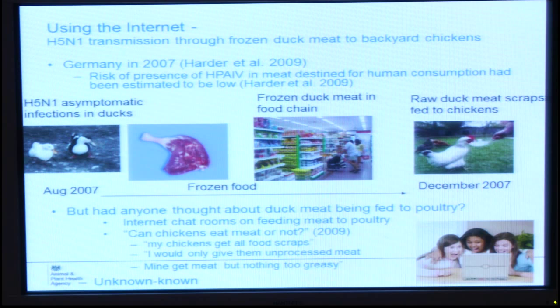And then it was fed to backyard chickens, which were, well, the problem with chickens, as soon as they get a whiff of this virus, they're dead. So you can pick it up very quickly. The point is that they'd actually worked out the risk of this getting into the food chain was very low, and from a human point of view, the risks are incredibly low. But to these chickens, no one had really thought about the fact that that duck meat, raw duck meat, was going to be fed to their backyard poultry.